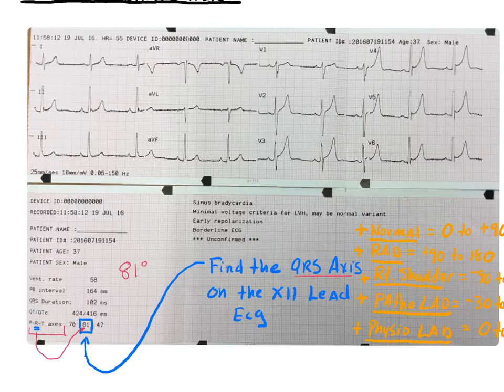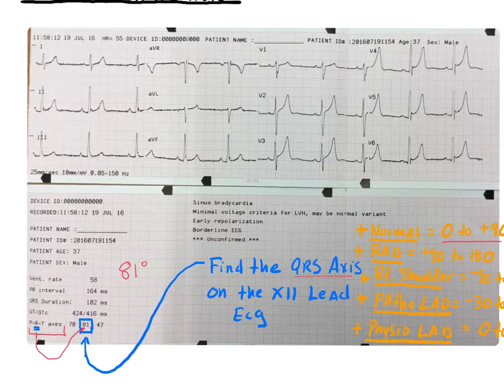So you always take the highest number? No, not always the highest number. See how it says PRT axes there? We're going to look at the R, because that's the QRS, the majority of the electrical activity. So the P would be 70, the R would be 81, and the T would be 47. Find the QRS axis, and then just remember, what's your normal axis? 0 to plus 90, good. So is this normal? Is this abnormal? Normal. This is normal. Does that make sense? How cool is that, huh?